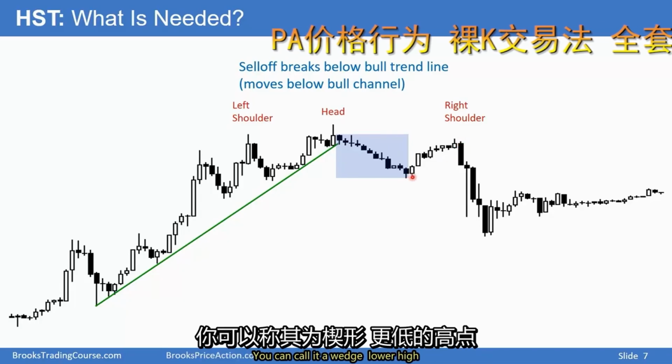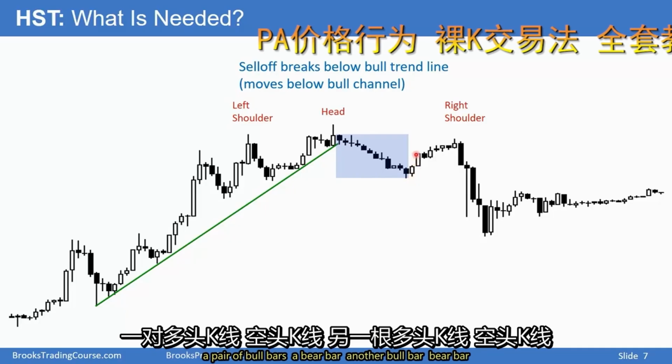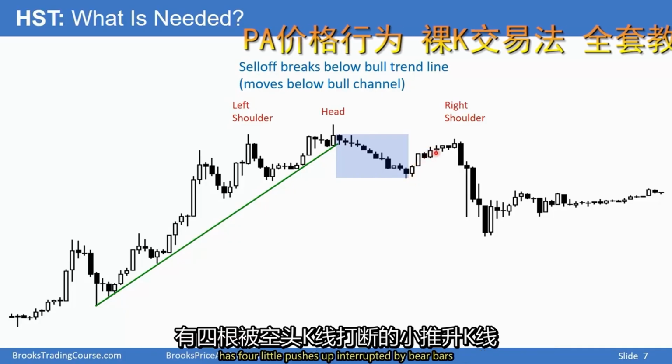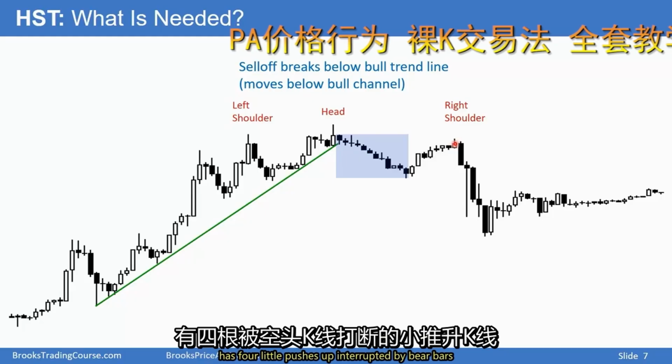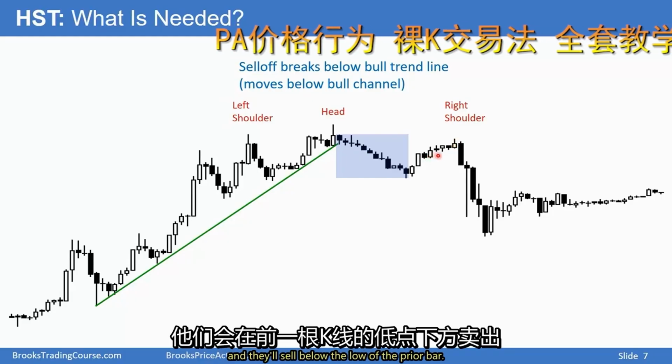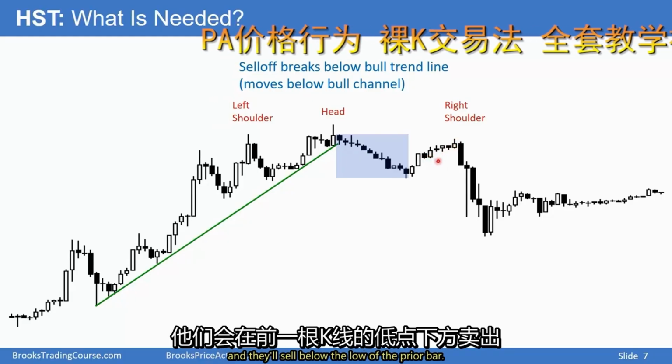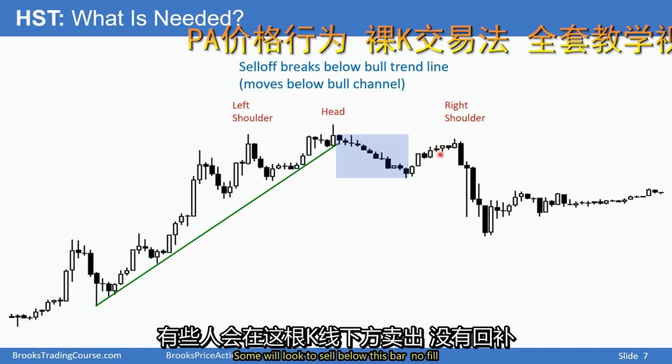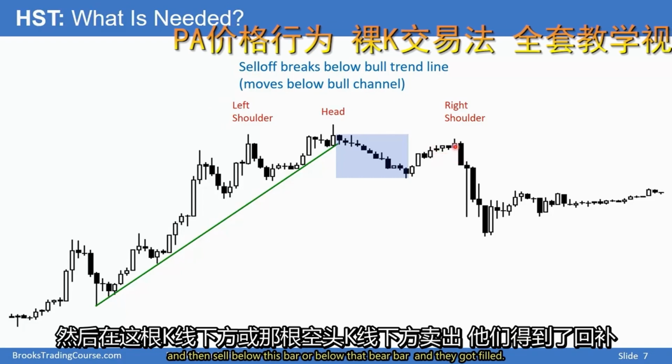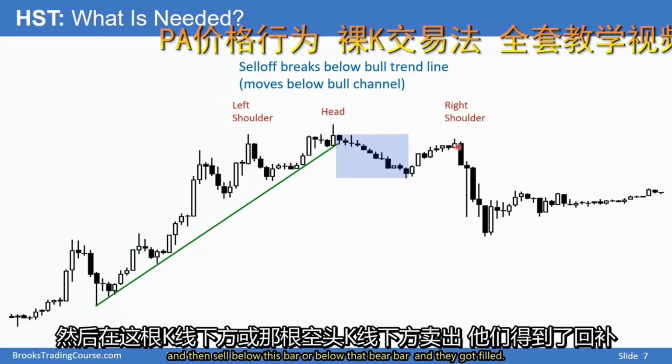You can call it a wedge, lower high. A pair of bull bars, a bear bar, another bull bar, bear bar, has four little pushes up, interrupted by bear bars, and they'll sell below the low of the prior bar. Some will look to sell below this bar, no fill. And then sell below this bar or below that bear bar, and they got filled.